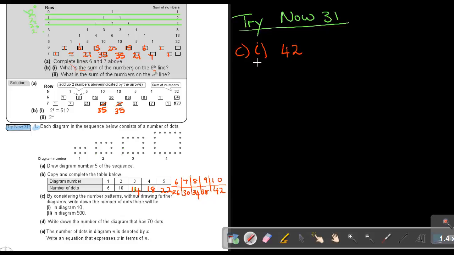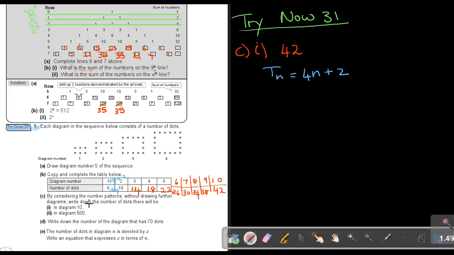Can I just show you quickly the formula? Every time I'm adding 4, so we multiply by 4 and then we add 2. Let's see if it's working. 2 times 4 is 8 plus 2. So the formula is 4n plus 2. Let's check: 4 times 10 is 40 plus 2, which is 42.